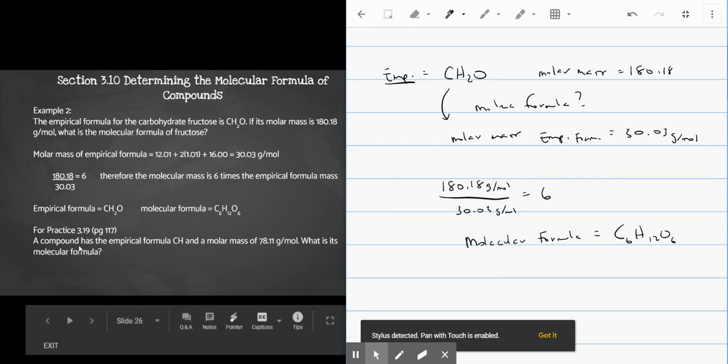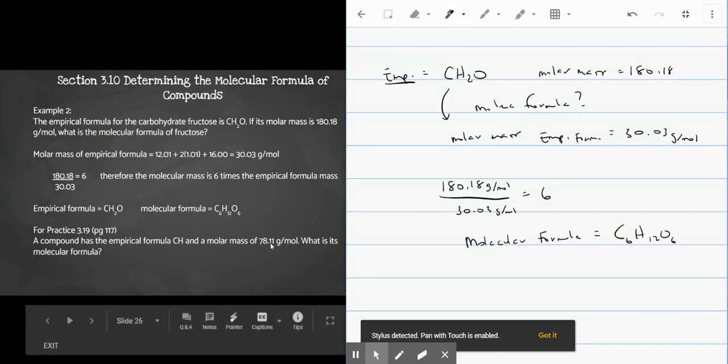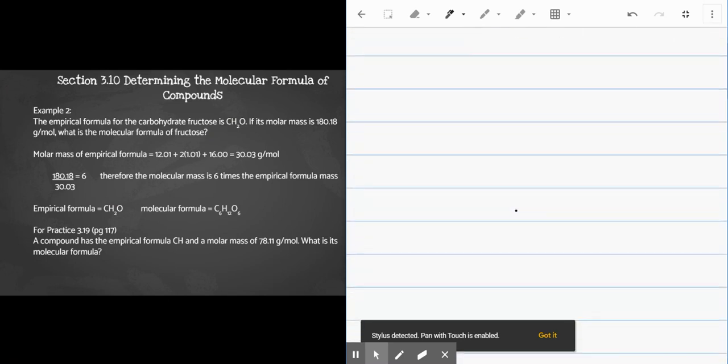And let's do the for practice 3.19. A compound has the empirical formula CH, so just one carbon, one hydrogen. That's called a hydrocarbon. And the molar mass is 78.11. What is the molecular formula? So they did all the hard work for us. Instead of us having to find the empirical formula by doing all of that percent to grams, grams to moles, divide by small, multiply to whole, they tell us what it is. It's CH. And they're telling us that that's the empirical formula. And the molar mass is 78.11 grams per mole.